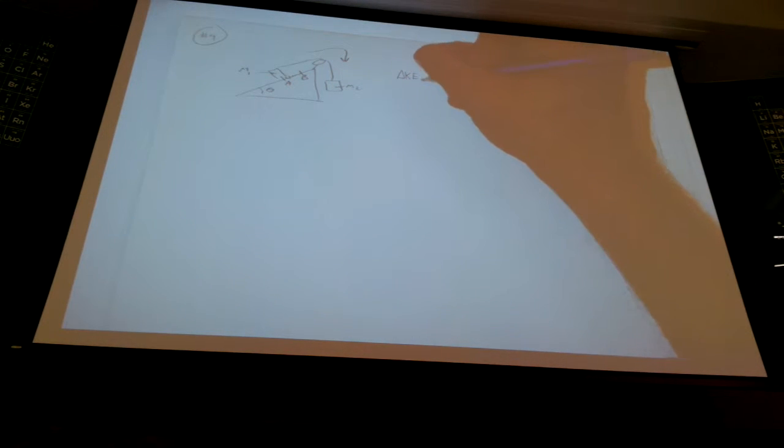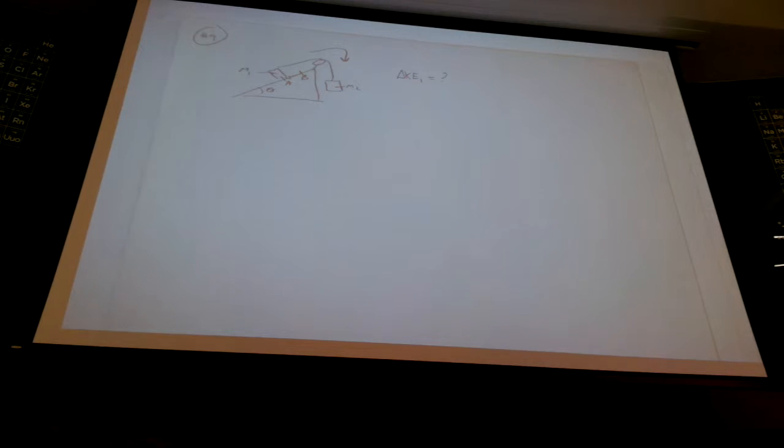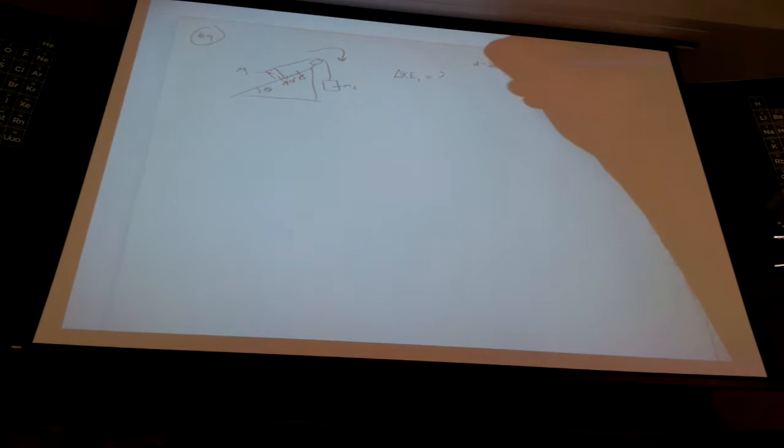And so the question is, what is the change in kinetic energy of the first block? And the total distance, it gives you the distance it moved as well. So you know d equals 20, m1 equals 50, m2 equals 100, theta equals 37, coefficient of kinetic friction is 0.25.